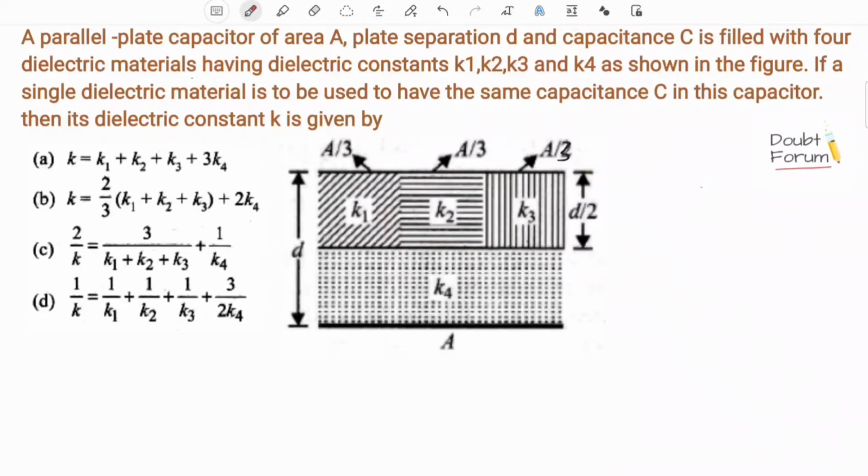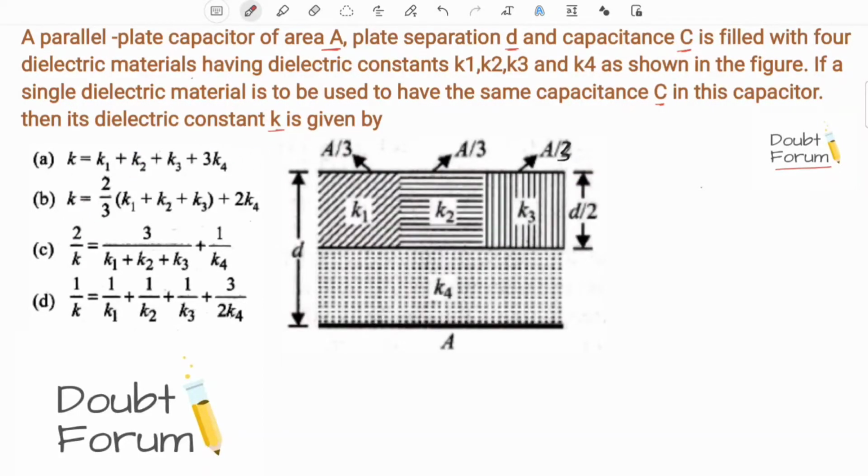Welcome to Doubt Forum. This question is based on the parallel plate capacitor, and the question says a parallel plate capacitor of plate area capital A, plate separation small d, and the capacitance capital C is filled with four different dielectric materials having dielectric constant as K1, K2, K3 and K4 as shown in this figure. If a single dielectric material is to be used to have the same capacitance capital C in this capacitor, then its dielectric constant K is to be given by, and the four options are given.